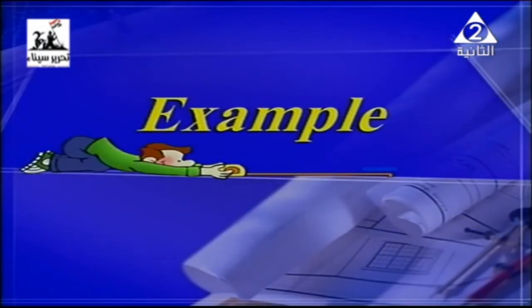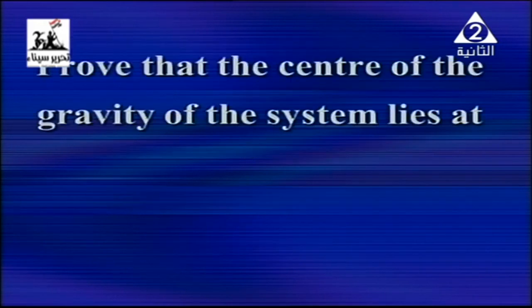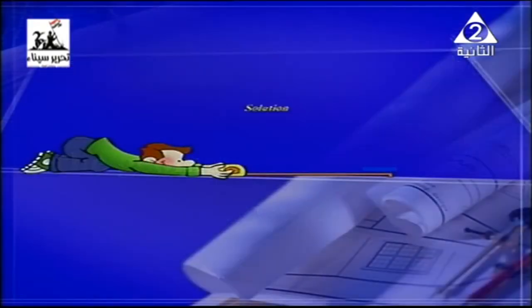Now we move to an important example. Dear student, masses of magnitude 5, 4, 6, 2, 7, 3 gram. How many? 6 masses. 5, 4, 6, 2, 7, 3 gram weights are placed at consecutive vertices of a regular hexagon. Prove that the center of gravity of the system lies at the geometrical center of the hexagon. Solution.